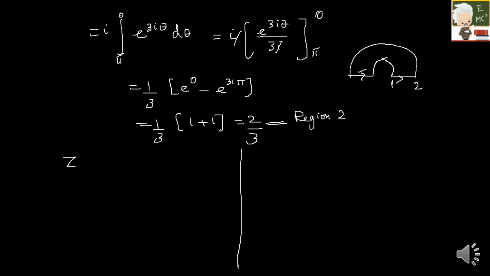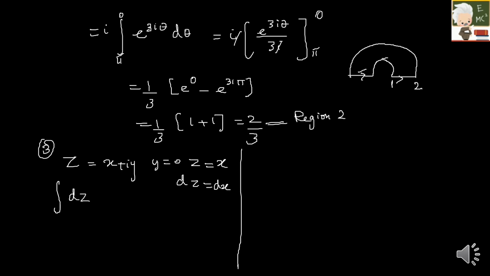So this is for the third region, z is equal to x plus i. So y will be equal to 0. So z will be equal to x and dz is dx. So our integral was z by z bar. So it will get cancelled. So you will have dz and you have to integrate from 1 to 2. So this would be x from 1 to 2 if you are integrating. Sorry, this is dx. So this is 2 minus 1, which would be 1. So this is for region 3.